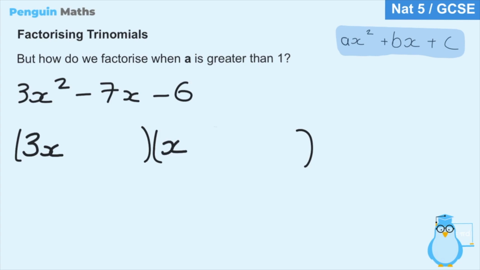Because in the past, when we said that a is equal to 1, all we could say to get the middle terms, or to get these two values, all we had to think of is what two numbers multiplied together gives the c term, but when added together gives the b term.